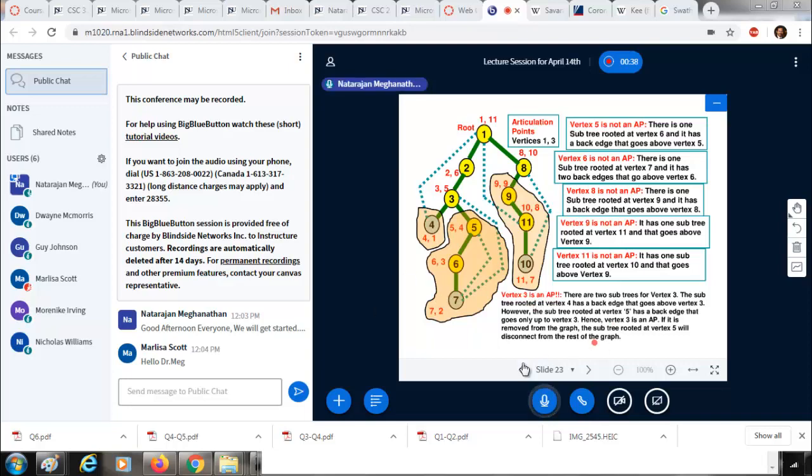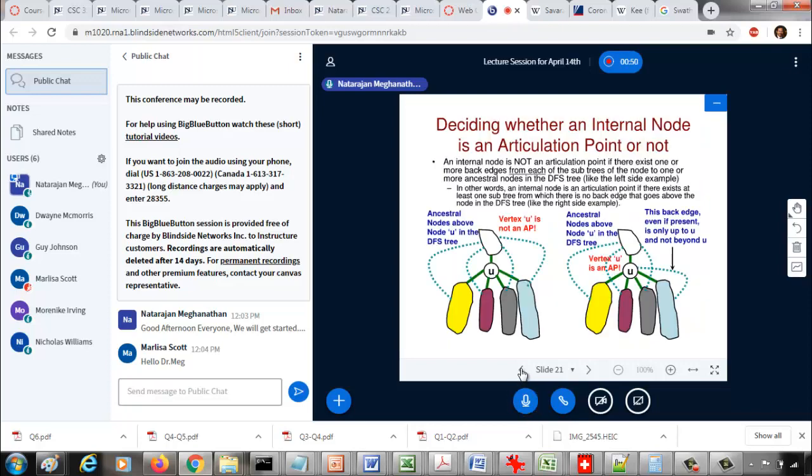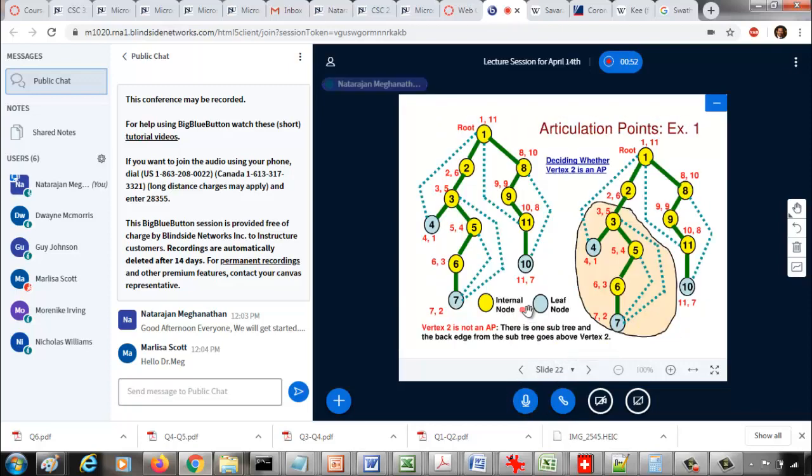Okay, so we went through an example to discuss the rules for identifying whether a vertex is an articulation point or not. So the rule is this: first of all, you need to run depth first search starting from any vertex. We typically start depth first search from the lower ID vertex.